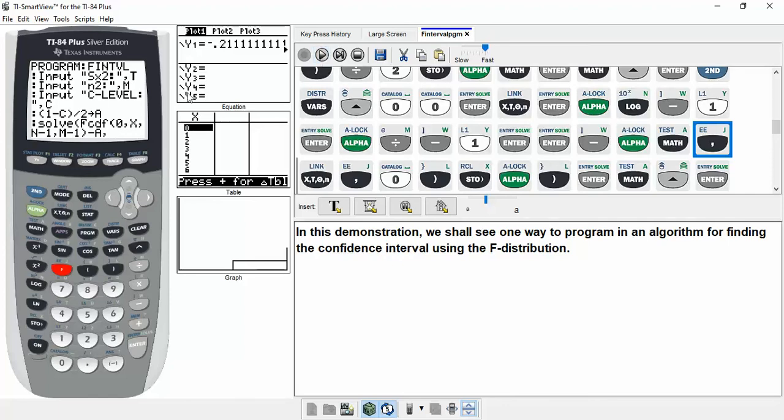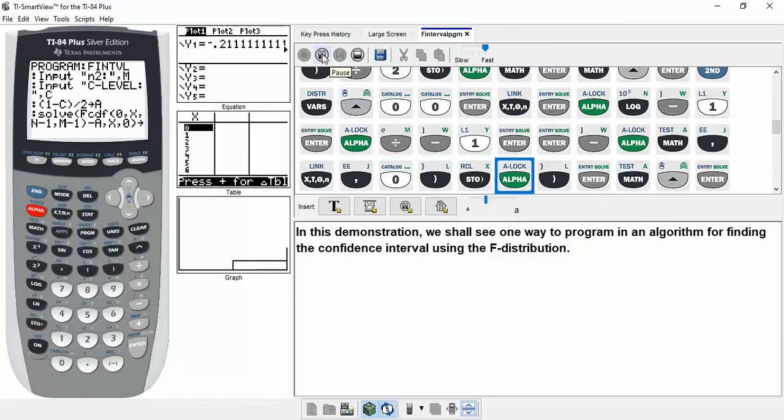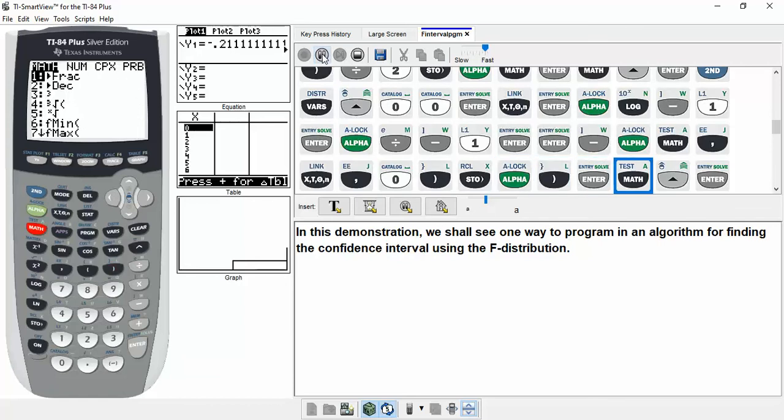So we're going to do a comma that tells the solve command that this is the equation set equal to 0 that we're going to solve for. I'm going to put x in to say solve for x, then I'm going to say start guessing at 0, and then I'm going to close that. And I'm going to store this result as L for the lower critical value.